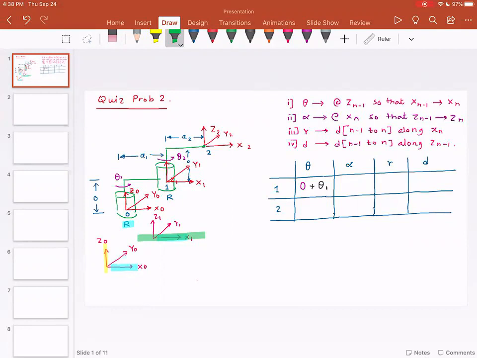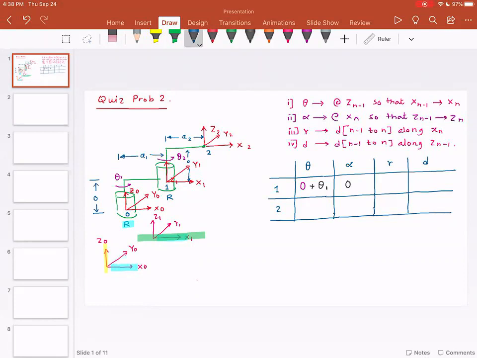The rotation about x1 so that z0 is aligned with z1. In this problem, both of them are actually aligned. So the answer is going to be 0. Next thing is, what is R?